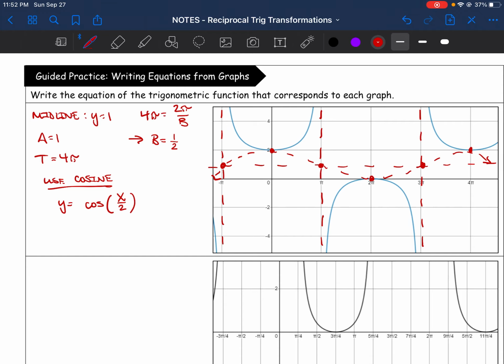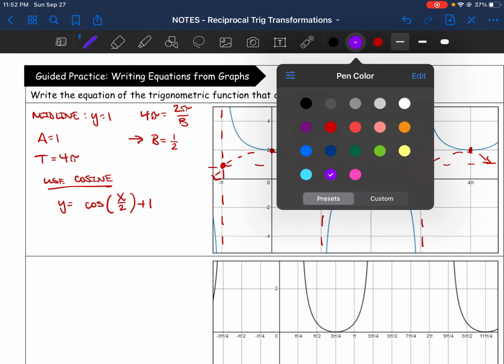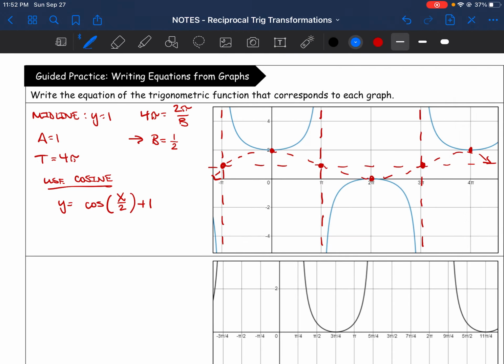And the midline was moved up 1, so we know there was a vertical shift plus 1. So that's representing, again, this dashed line here. And these are the transformations that got applied. So all we have to do is take these transformations, and thinking about cosine, well, the reciprocal of cosine is secant. So the function that we're looking for, this function in blue, is this.